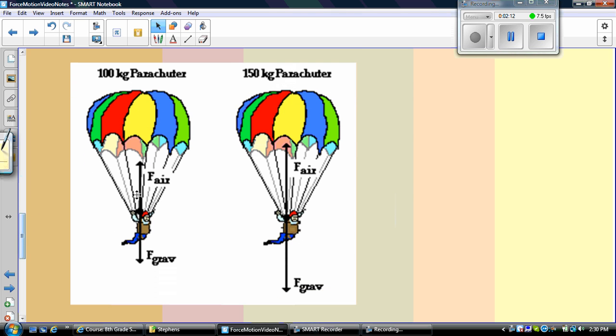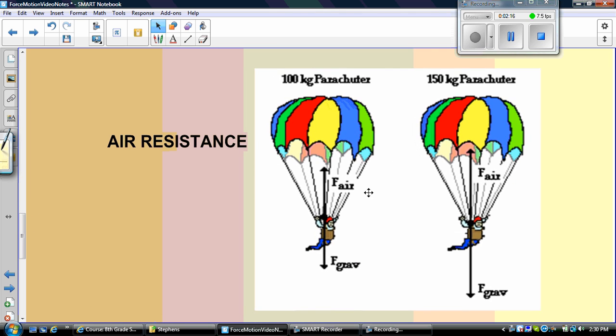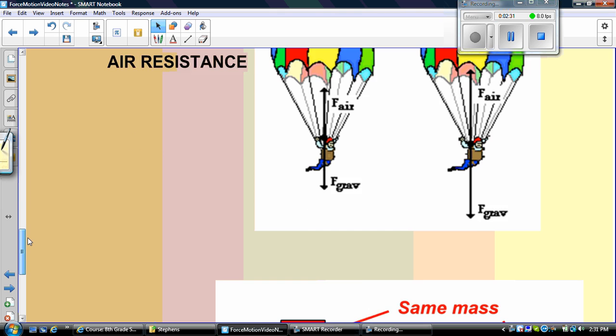Another force that we've talked about is air resistance. Remember, air resistance has to do with surface area. The greater the surface area, the more air resistance an object has. And air resistance always goes against the force of gravity.